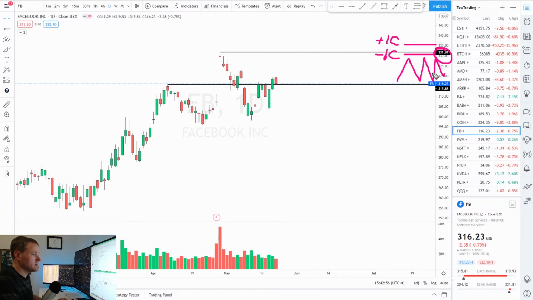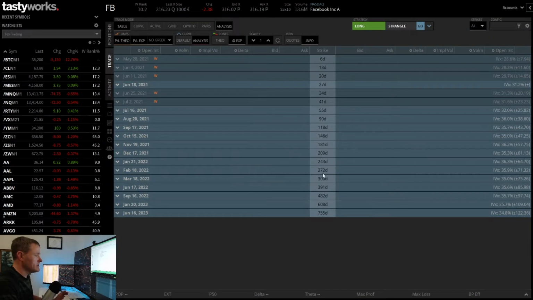Doesn't matter where, as long as it's below it, we make money on that trade. So let's hop into the Tastyworks platform and look at some specific examples of how you can set up both debit spreads and credit spreads. Okay, so again, looking at Facebook here, let's do a debit spread first.